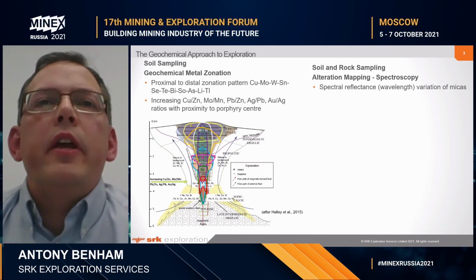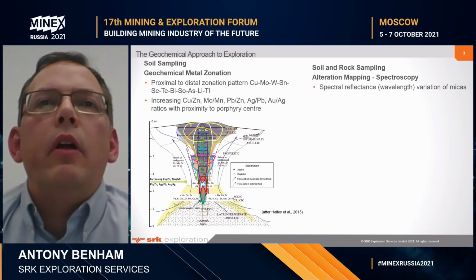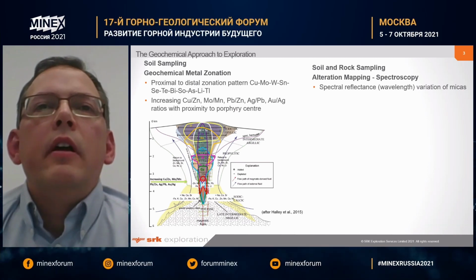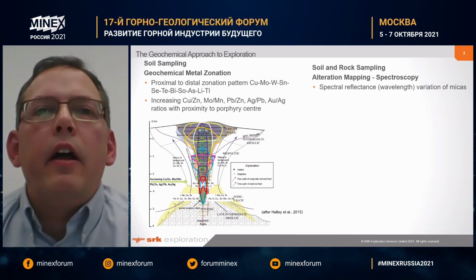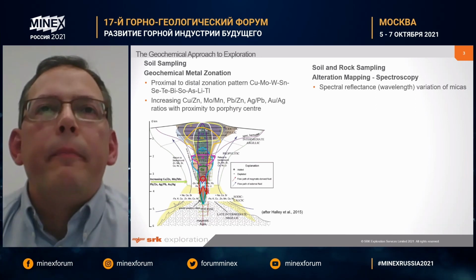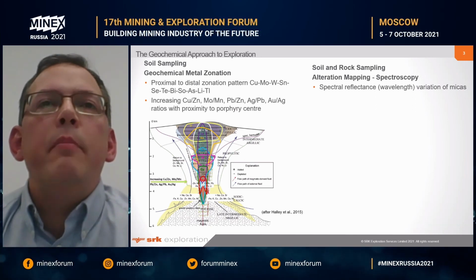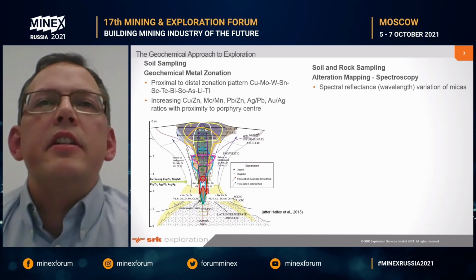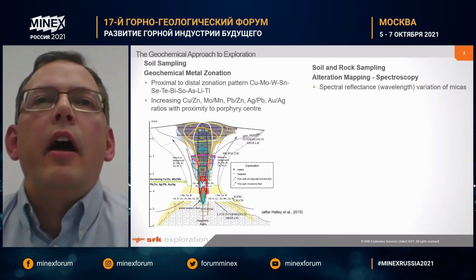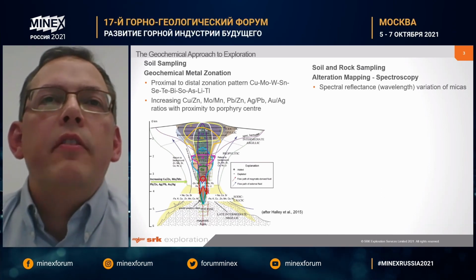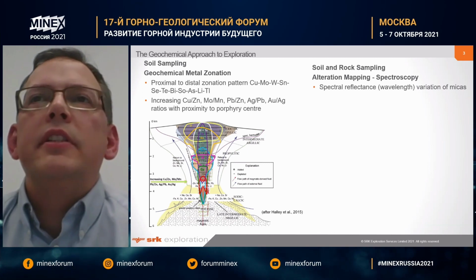The diagram on the screen now shows an example of a typical alteration profile around a buried porphyry. And geochemistry can be very effective in identifying these features by looking at the ratio between different elements.